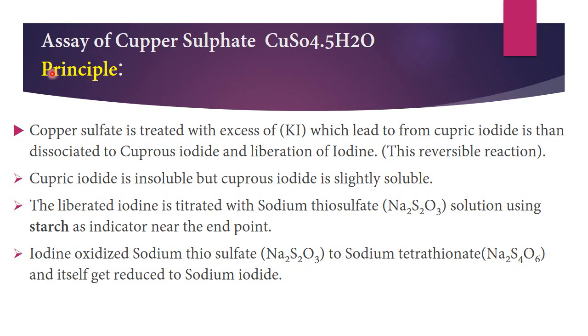The principle of this iodometric titration is that the copper sulphate is treated with excess of potassium iodide, which leads to the formation of cupric iodide, which then dissociates to cuprous iodide. The cupric iodide is dissociated to cuprous iodide because cupric iodide is unstable and easily dissociated to give the cuprous iodide, with liberation of iodine. إذا راح يتحرر عندي الأيودين.